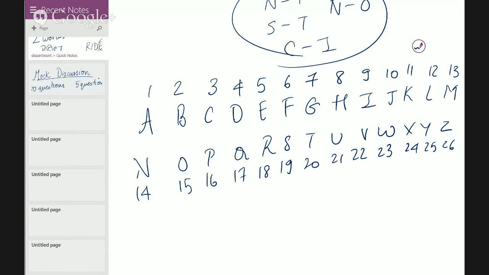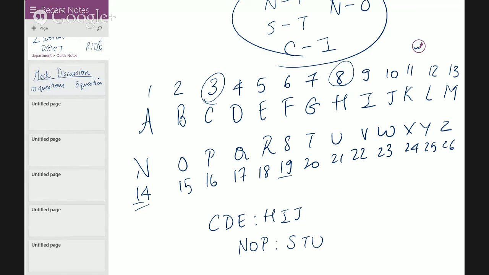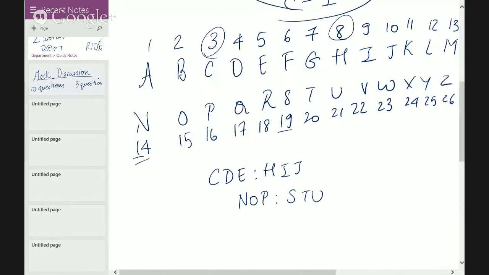Okay, so for example, if I have CDE coded as, let's say, something like HIJ. Now I don't actually count 1, 2, 3, 4, 5. I can just say 3 to 8, which means plus 5. So in that case, what will be NOP, let's say? Plus 5. So 14 plus 5, 19. I have STU straight away. Okay, that's the motive behind writing numbers.